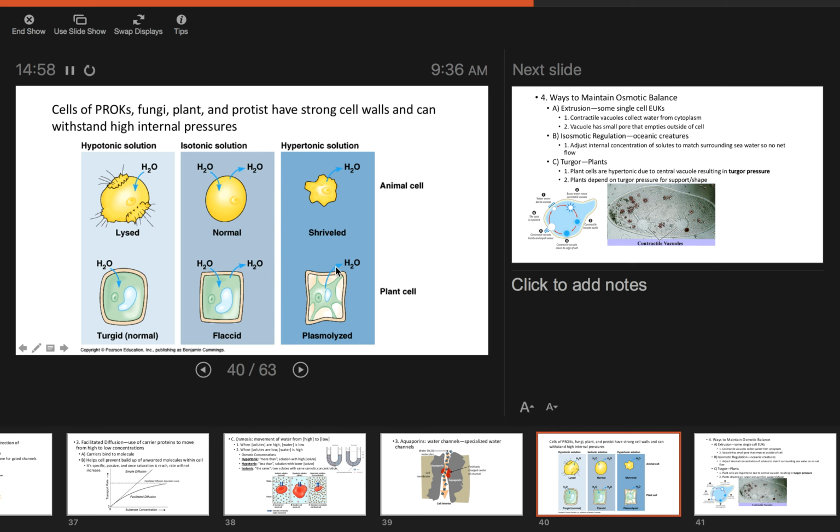Here with a hypertonic solution, the animal cell will shrink or shrivel. But here with this plant cell, it just gets plasmolyzed. So it just wilts. And if you just add some water to it, then it perks right back up. Isotonic solutions, we just describe them as flaccid.